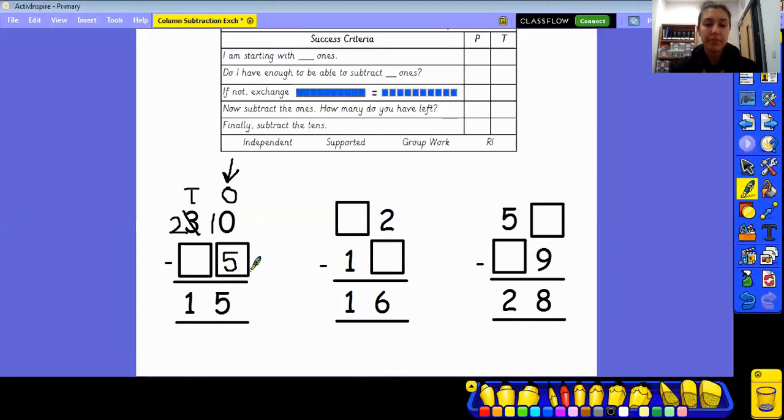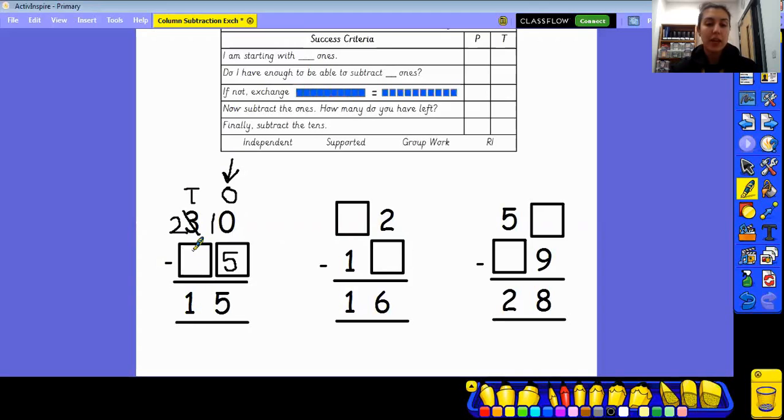Well done. And then now if I move on to my tens, I will have 2 tens because one of my tens did become 10 ones. So I'm only starting with 2 tens now. And it's asking me, what do I need to take away from my 2 tens to be left with 1 ten? So 2 take away something equals 1.